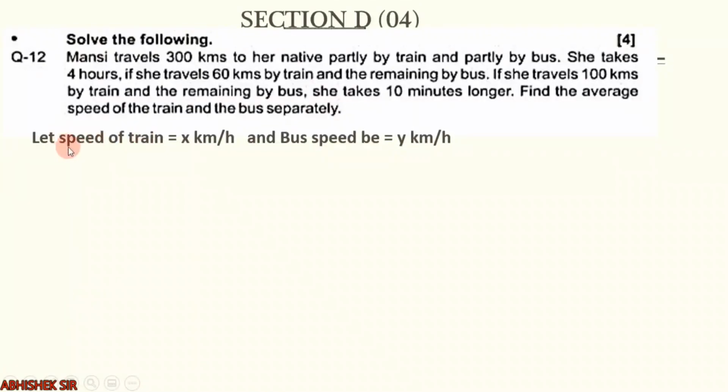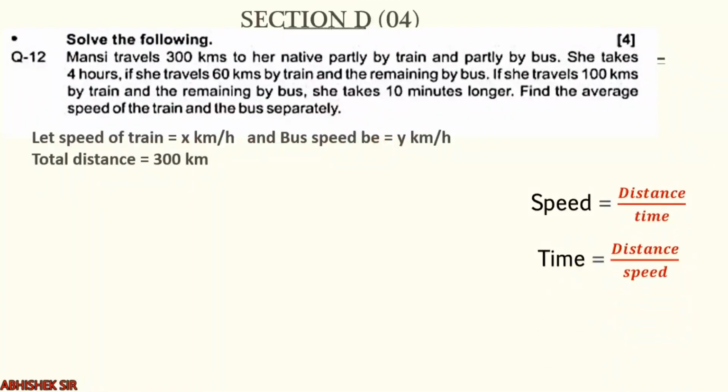So let us assume that the average speed of the train is x km per hour and the average speed of the bus is y km per hour. Total distance is given in the question, 300 km. We have to use this formula, speed equals distance upon time. If you take time on this side, it will be distance upon speed, right? So we will use this formula, time equals distance upon speed. Let us start both the cases one by one.